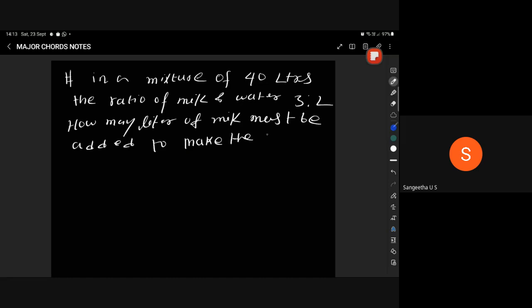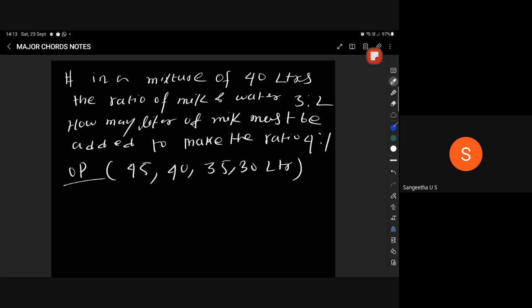Make the ratio 4:1. Options are 45 liters, 40 liters, 35 liters, 30 liters.